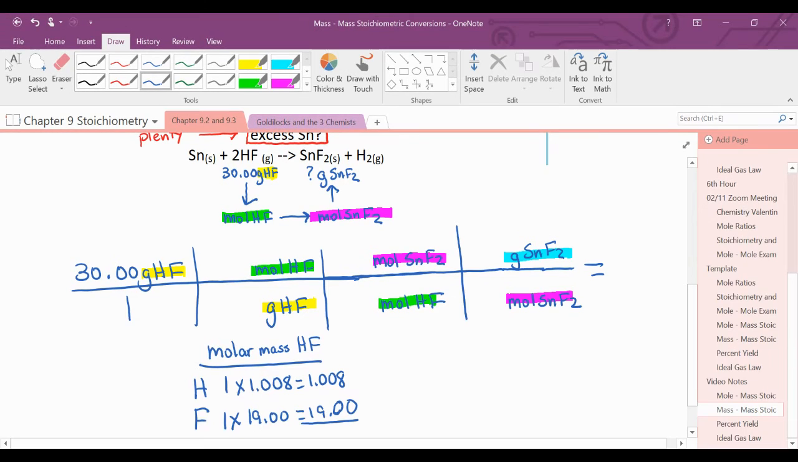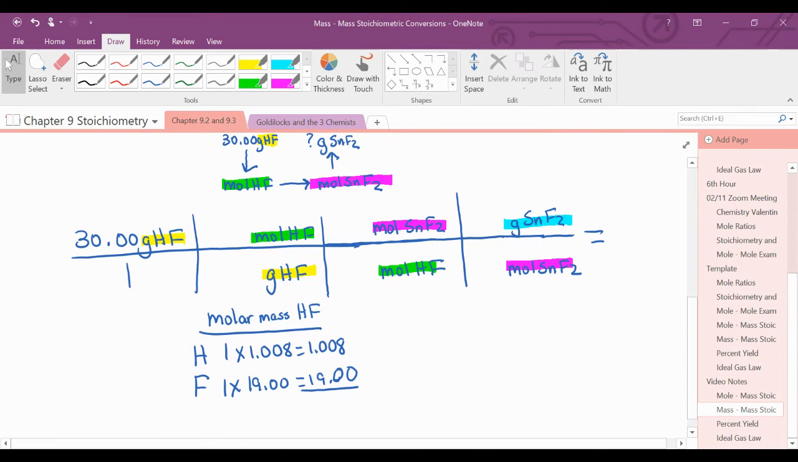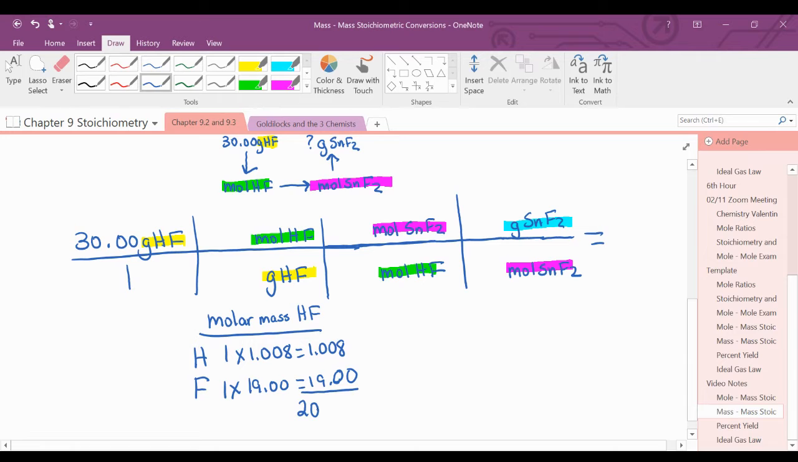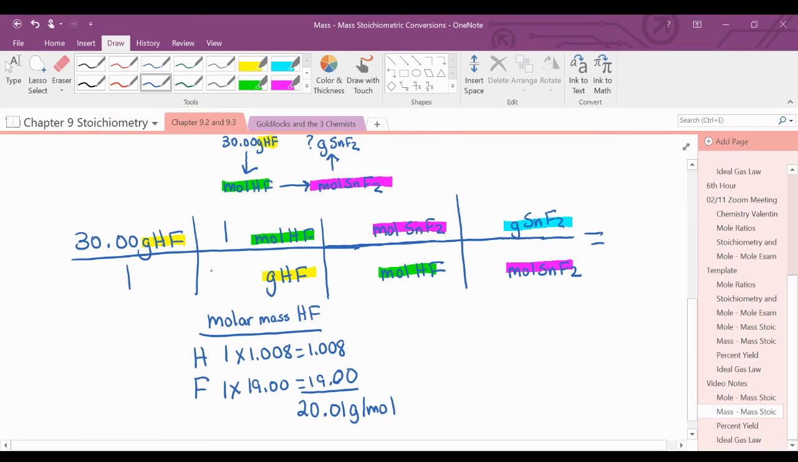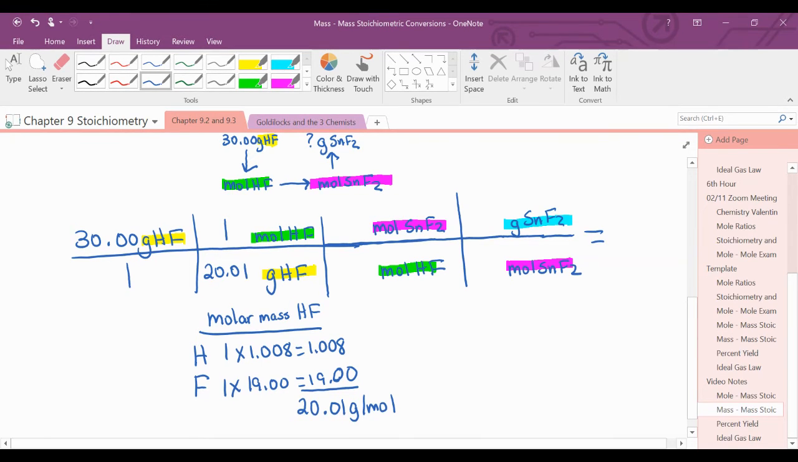And then I add them together. Remember, for sig figs, it's the least number of decimal points behind, the least number of places behind the decimal point. So it's 20.01 grams. So 1 mole is 20.01 grams.